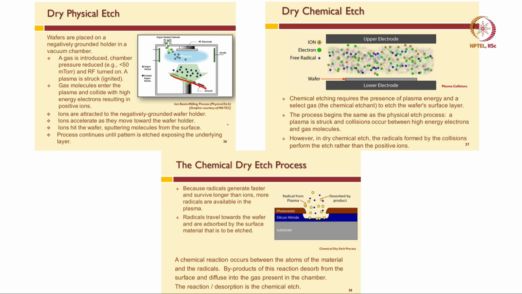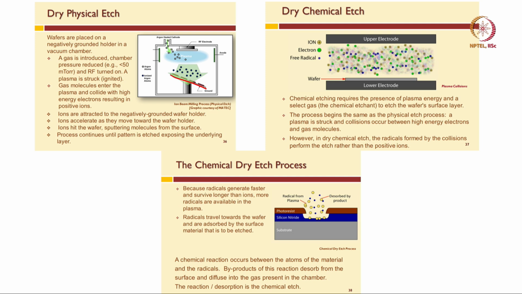A gas is introduced, the chamber pressure is reduced and RF is turned on, and a plasma is generated. Gas molecules enter the plasma and collide with high energy electrons, resulting in positive ions, and these ions are attracted towards the negative grounded wafer. These ions accelerate as they move towards the wafer, heat the wafer and sputter the molecules from the surface. The process continues until the pattern is etched and exposes the underlying layer; we can control the etching according to how much etching we need.